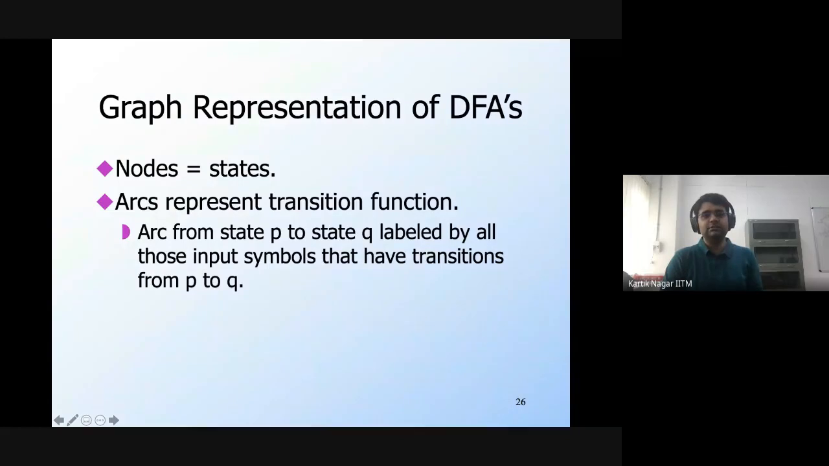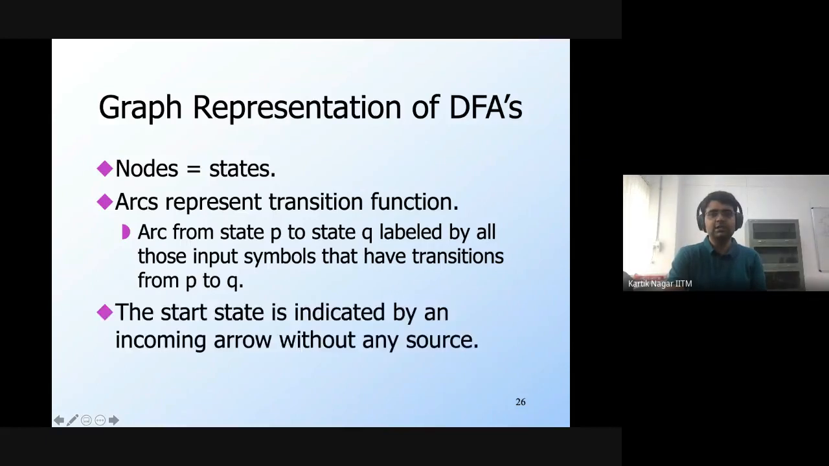So this means that if you have an edge from state P to state Q, or from node P to node Q, then this is labeled by all the input symbols that have transitions from P to Q according to the transition function. So if delta P comma A is equal to Q, then you are going to have an edge from P to Q, and it's going to be labeled by A. You do this for all possible input symbols. Let's look at an example.